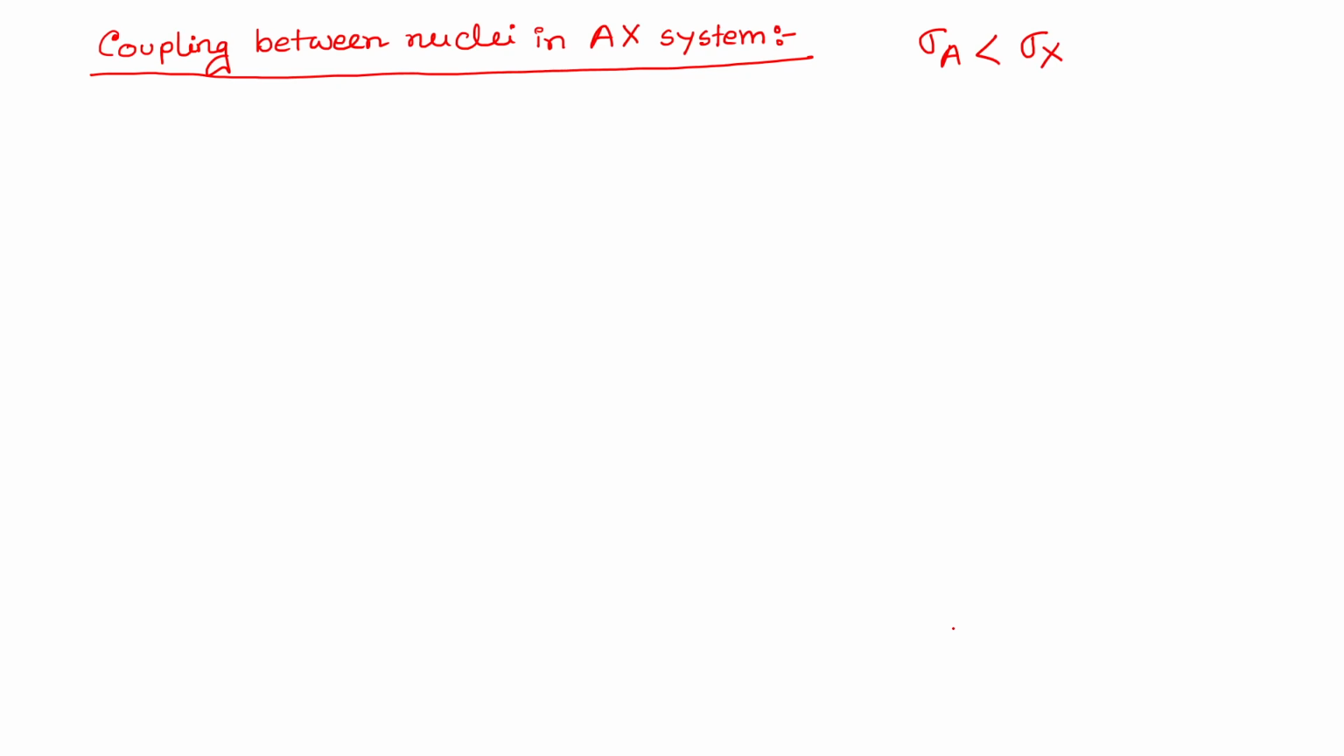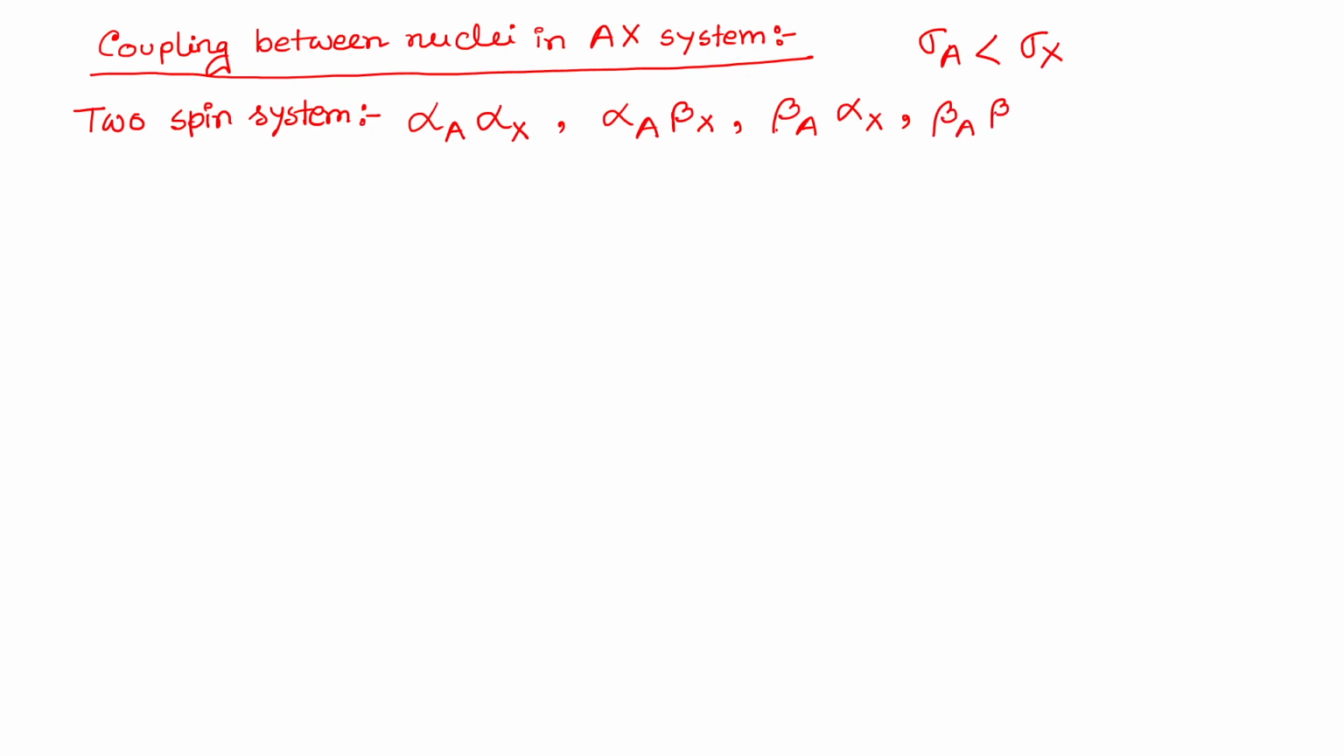Anyway, in an AX kind of system, this is a two spin system, so you expect the wave functions to be something like alpha for A, alpha for X; then alpha for A, beta for X; then beta for A, alpha for X; and both beta, A and X.